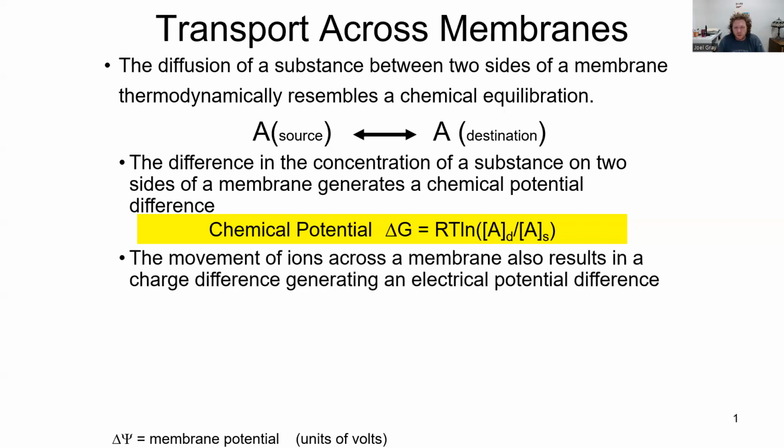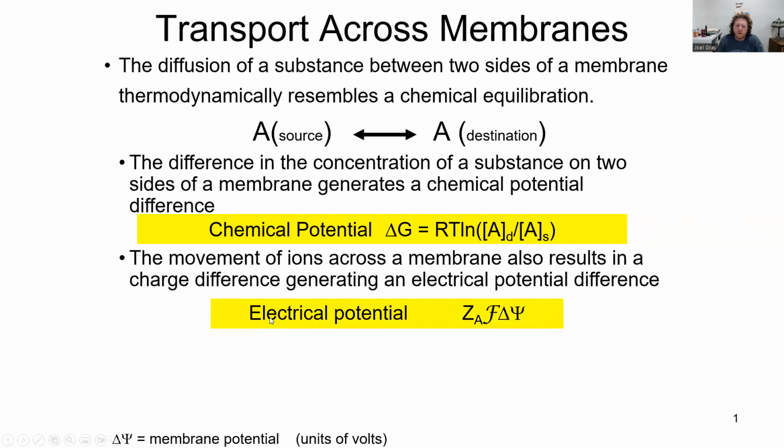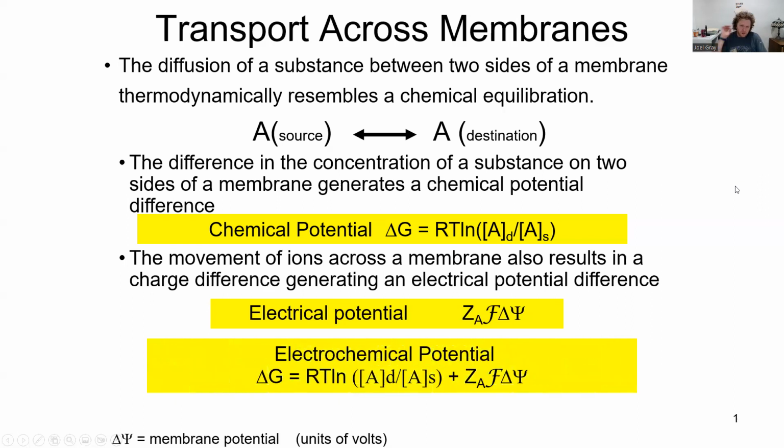Now, the movement of ions across a membrane also, because key word there is ions, the movement of ions across a membrane also results in a charge difference generating an electrical potential difference. Okay. So we can look at the electrical potential difference as Z sub A times Faraday's constant F times delta psi, which is what's known as the membrane potential. So we can combine those two things to come up with an electrochemical potential.